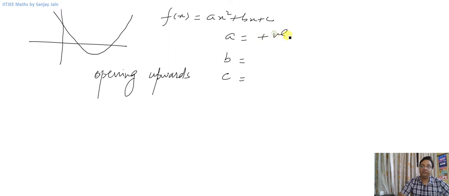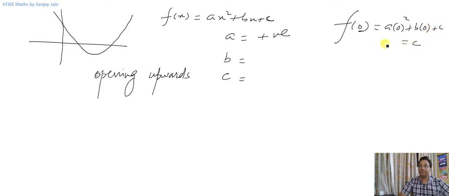So a will be positive. Now, the next thing that I want you to notice is, what is c? C is nothing but f of 0. If you replace x with 0, on the right hand side you will get a into 0 squared plus b into 0 plus c. That is c. So c is nothing but the value of this polynomial at x equal to 0, or f of 0.